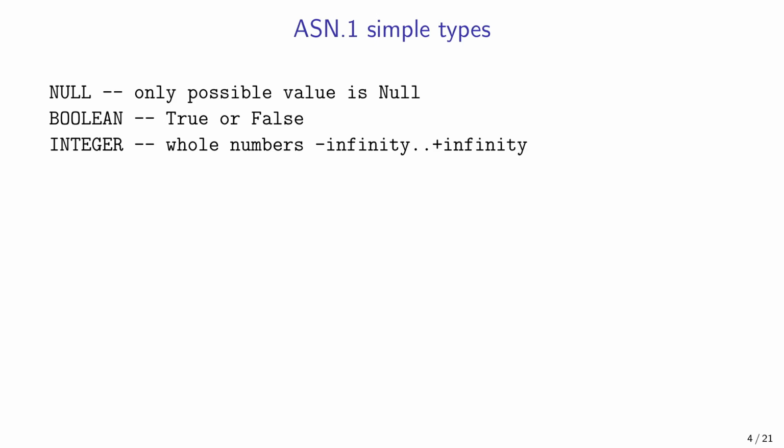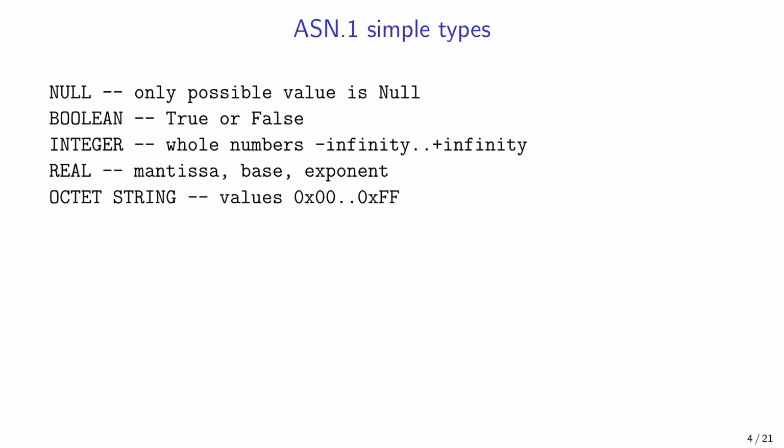So as you see here, since we are dealing with abstract data types, at this point we really don't care about practical length limitations that we will face when we will have to encode this data for storage or transmission. Real data type to encode floating point numbers using mantissa base exponent representation. Octet string to encode arbitrary byte strings. Bitstring data type if you want to encode bit values, zeros and ones.